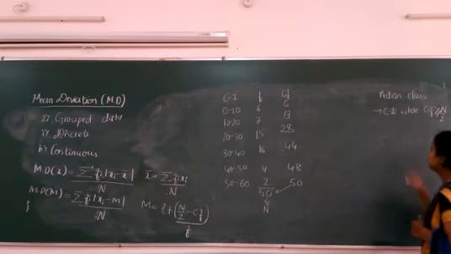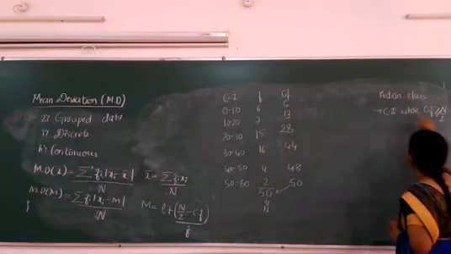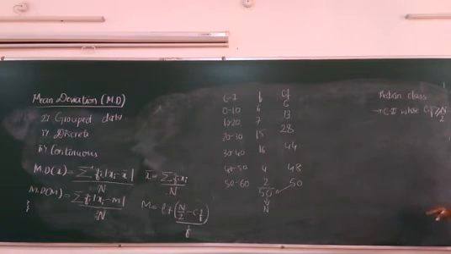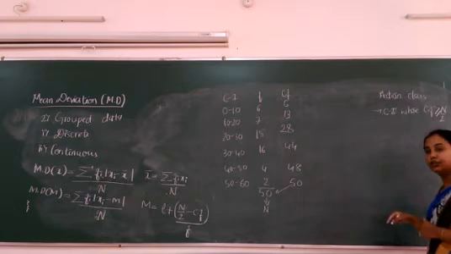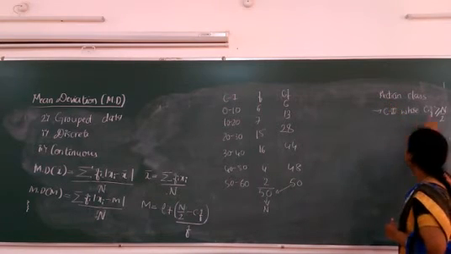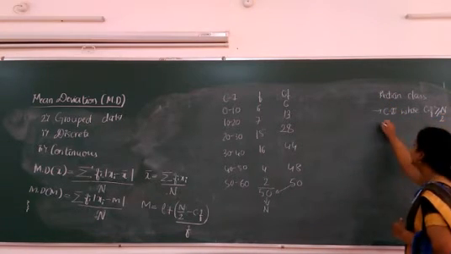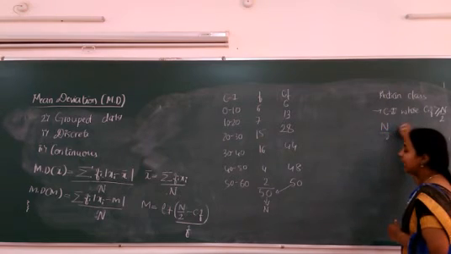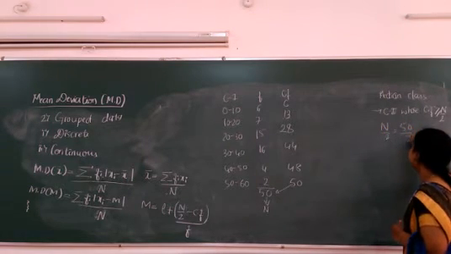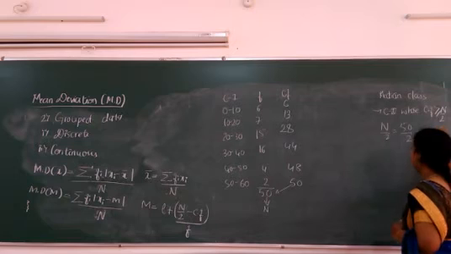That is, the median class is that class interval whose cumulative frequency is greater than or equal to n by 2. Okay, so now first we should know what is n by 2. N is 50 divided by 2. So what is it? 25.